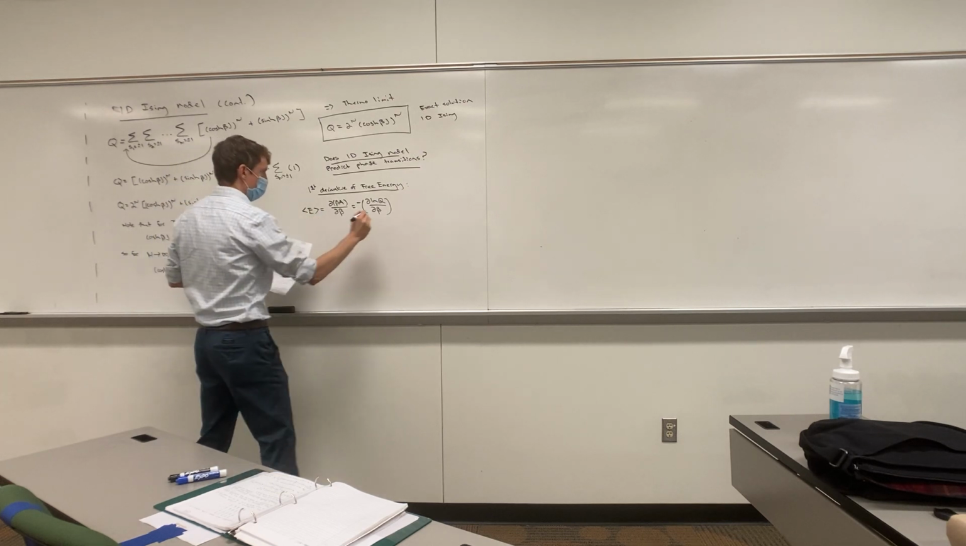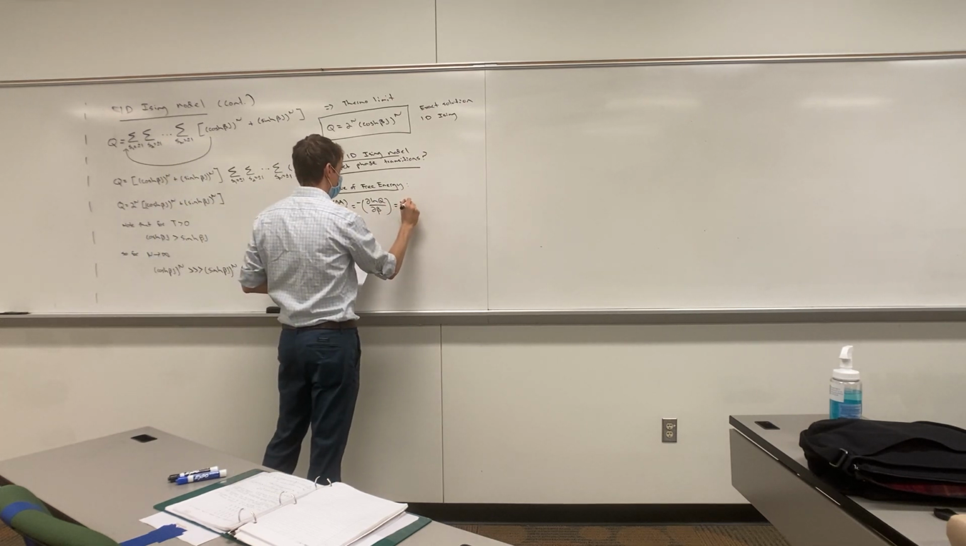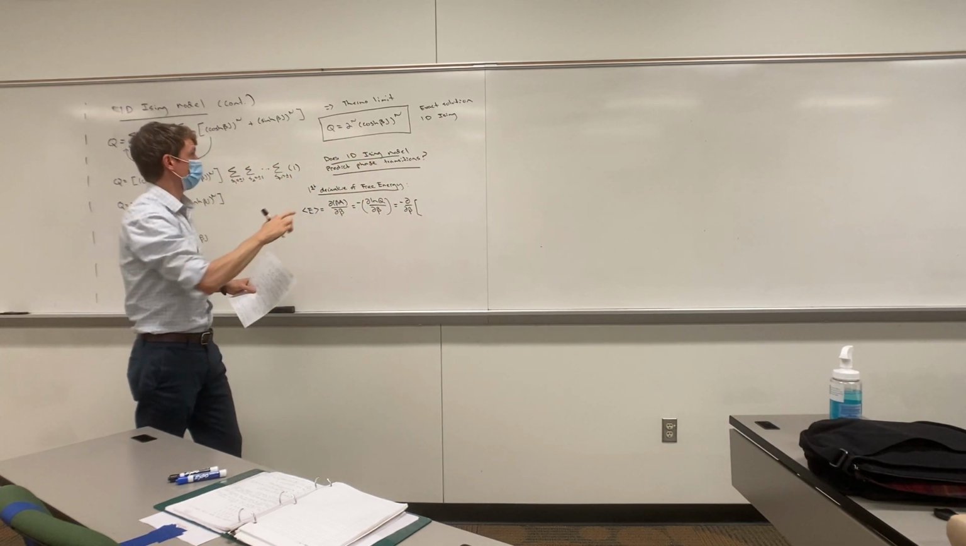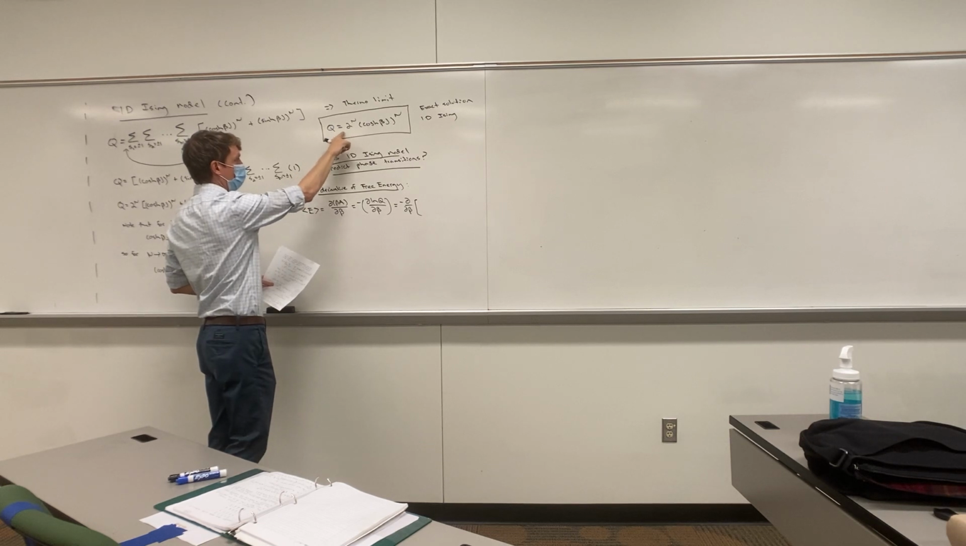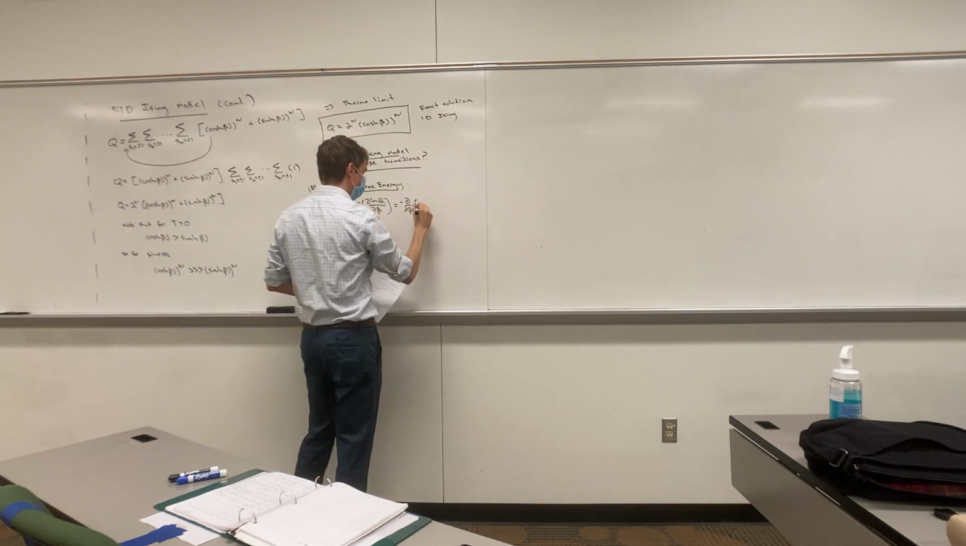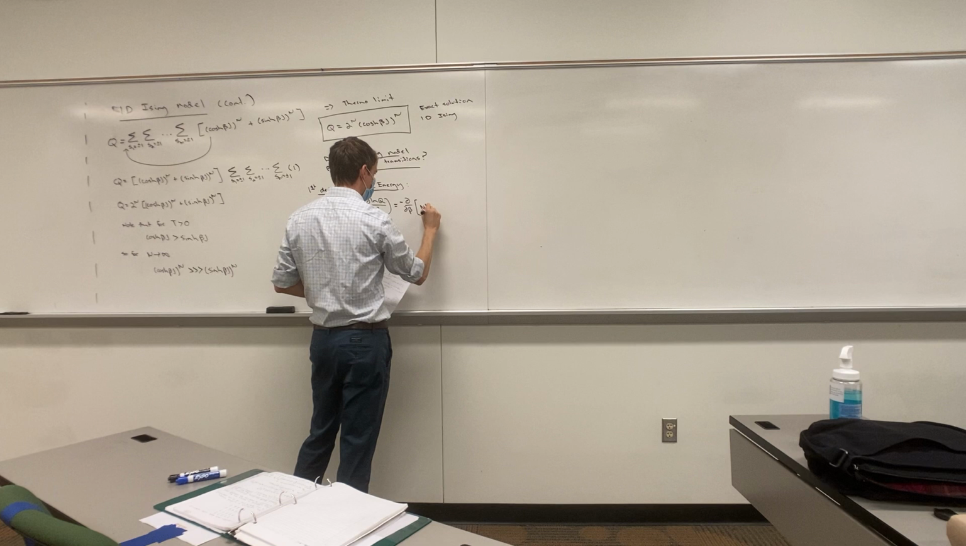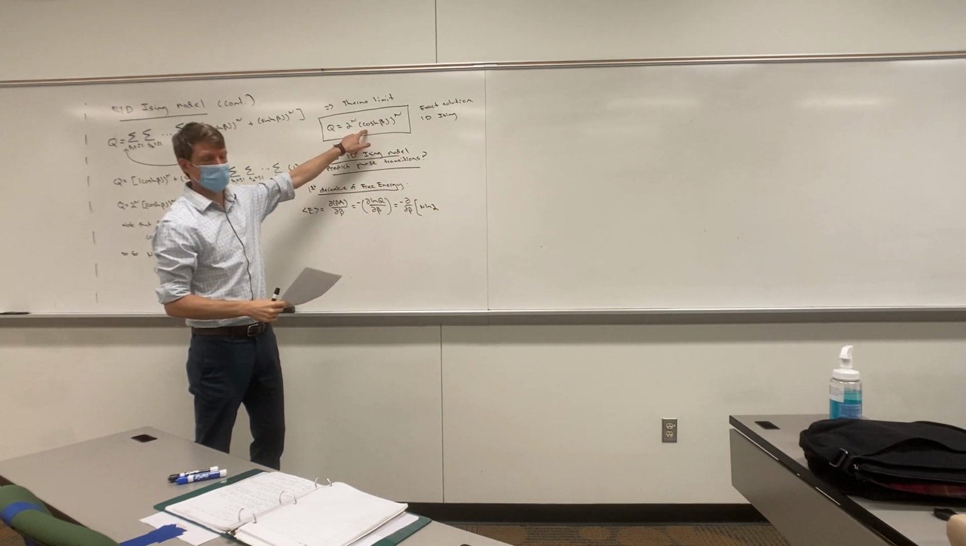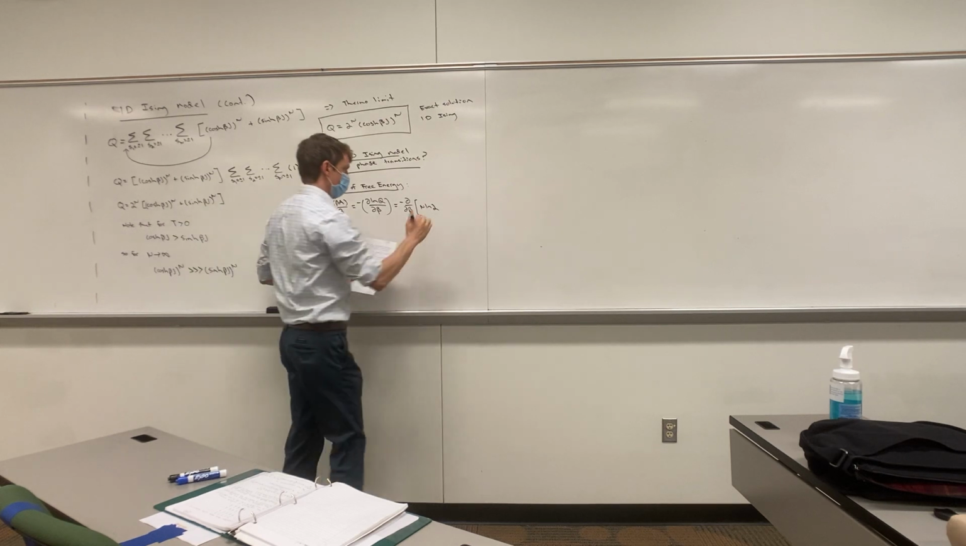Okay, so equals minus d d beta. We have to take the log of this thing, right? So we get the log of Q is n log 2 plus n log hyperbolic cosine.